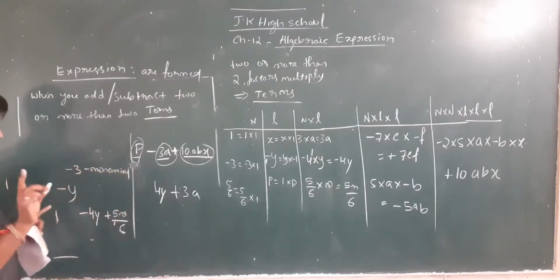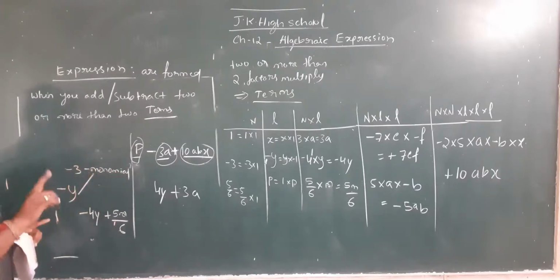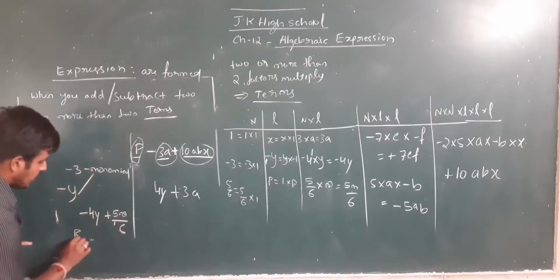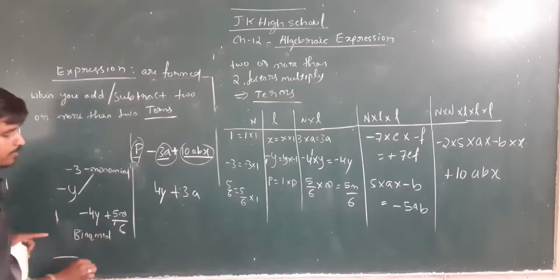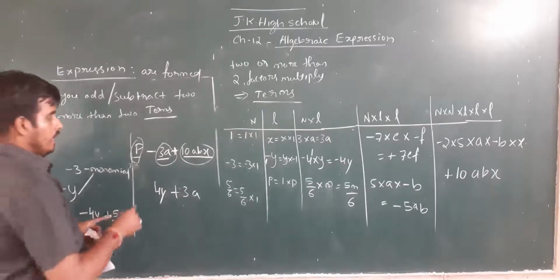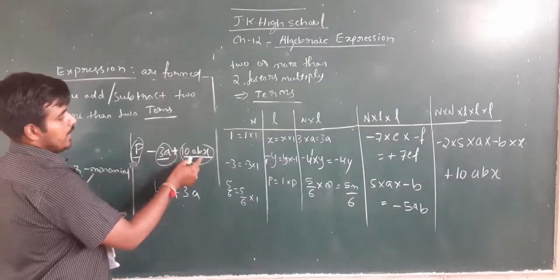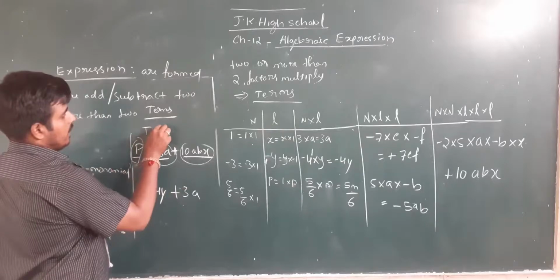If one term is there, it is a monomial. Minus 3 and minus y are examples of a monomial. If two terms are there, then it is known as a binomial. Bi means two, binomial. If three terms are there, like p minus 3a plus 10abc, total 3 terms are there, no? Then it is known as a trinomial.